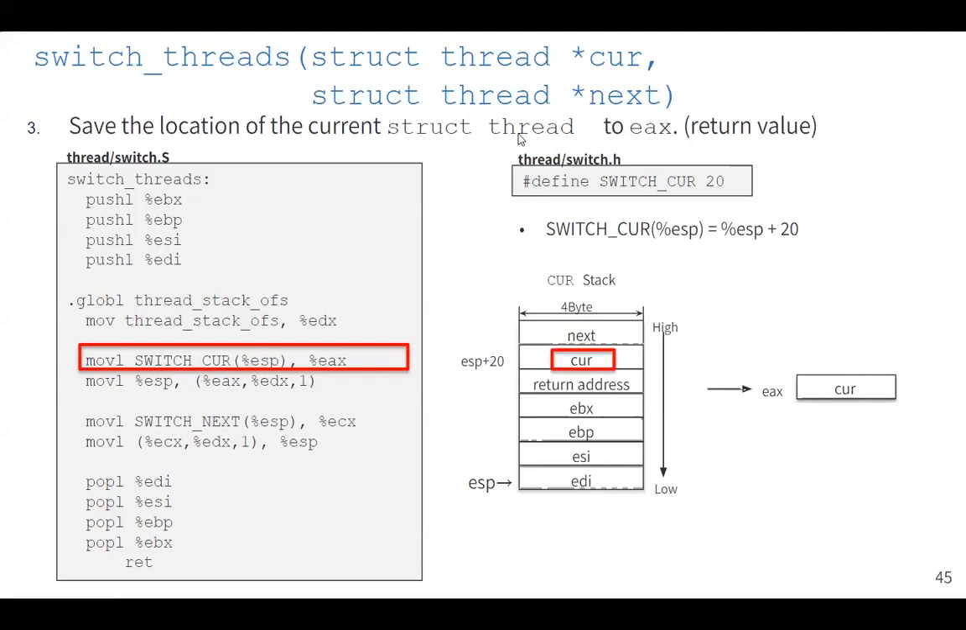Because the pointer to the current thread struct is stored in the stack, you get the pointer from the stack. So here we have ESP, and ESP plus 20 points to the current struct address. So we load that address to EAX here.